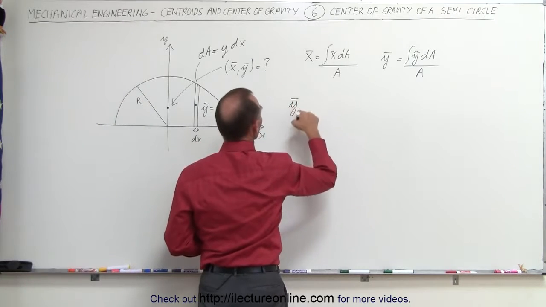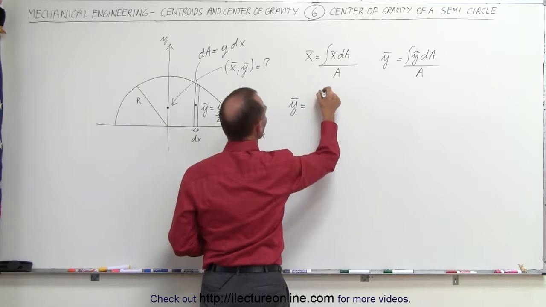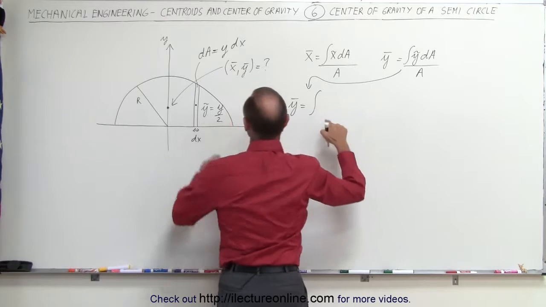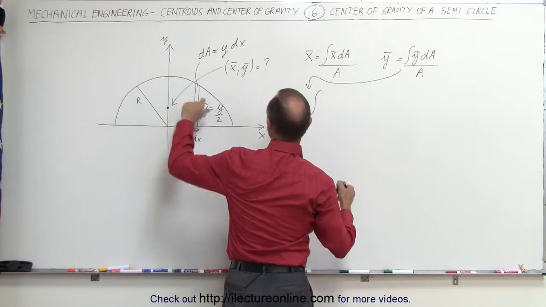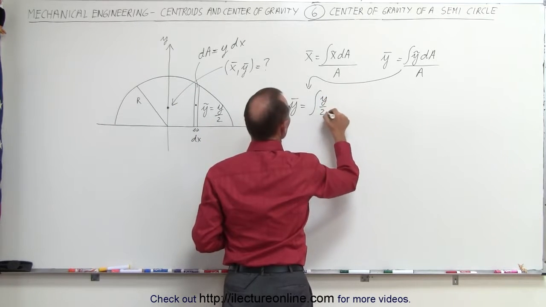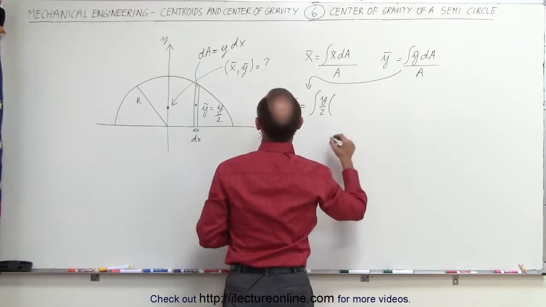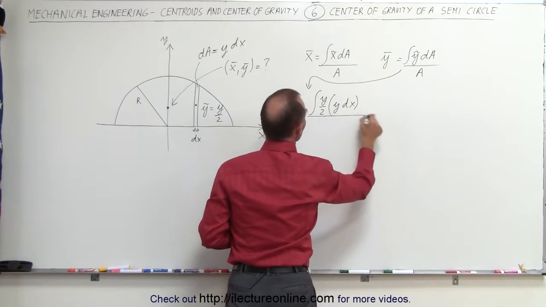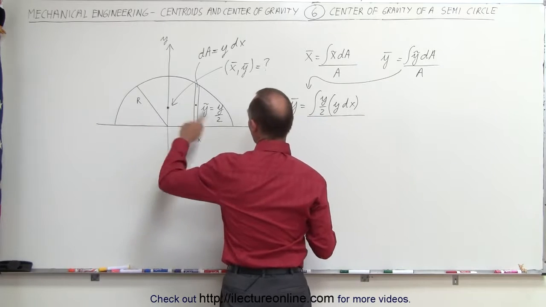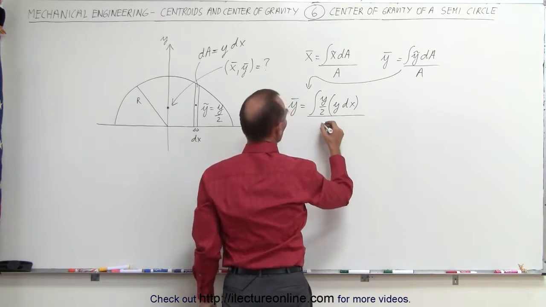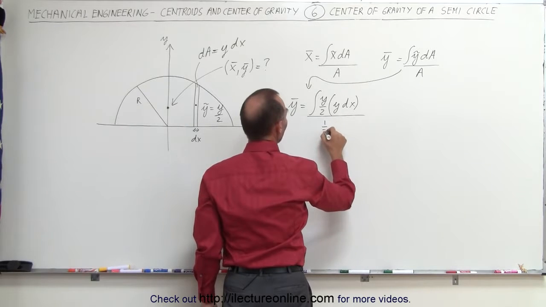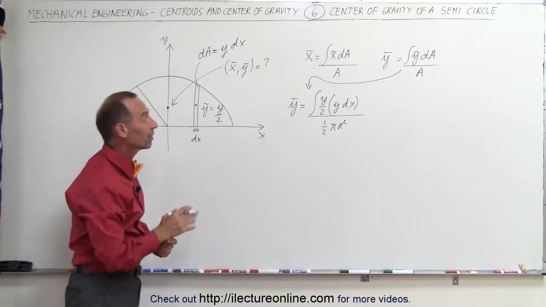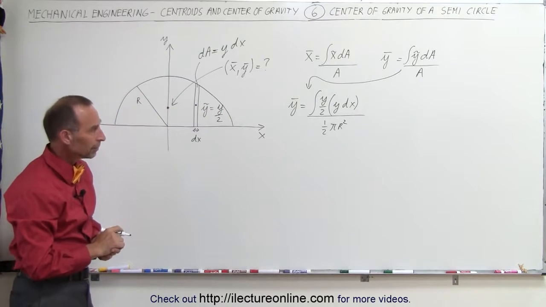So we get the y-coordinate of the center of gravity is equal to the integral of, and this is where I'm coming from, right there. So that would be the center of gravity of the small little segment, which is y divided by 2, times the dA, which is y times dx. And we have to take the whole thing and divide it by the area of a semicircle. The area of a semicircle would be equal to 1/2 pi r squared, right? Pi r squared is equal to the full circle area, so we take half of that.